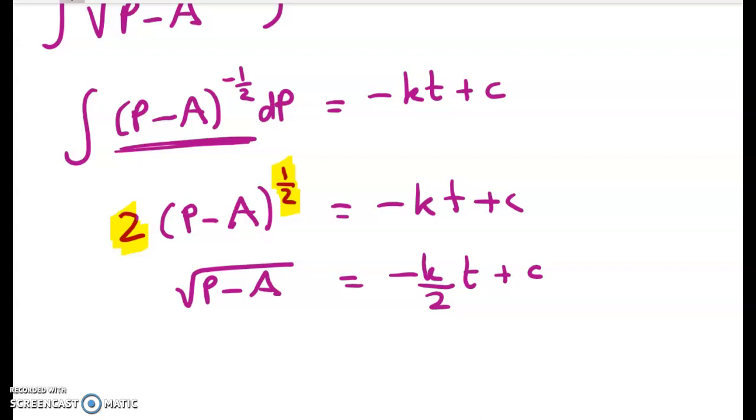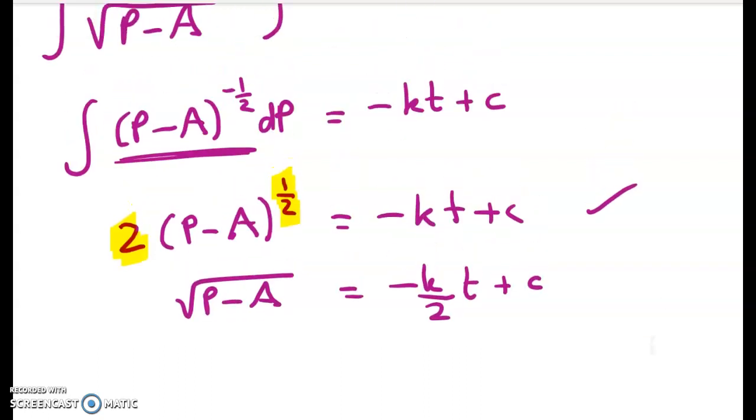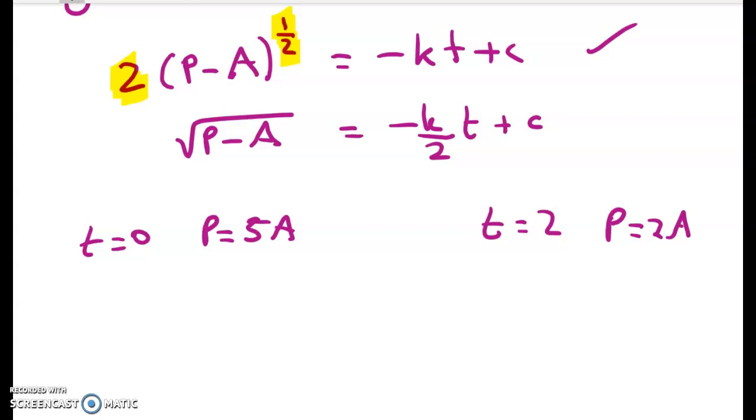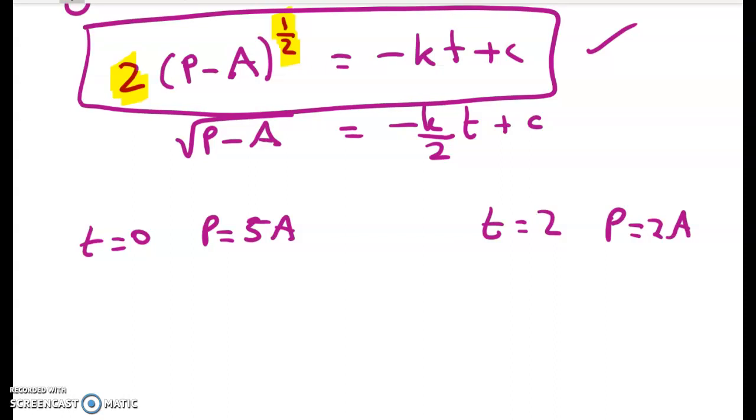But I think that would have been enough. Okay, now we've got 2 conditions. We've got when t equals 0, p equals 5a, and when t equals 2, p equals 2a. So we're going to substitute both of those into here.